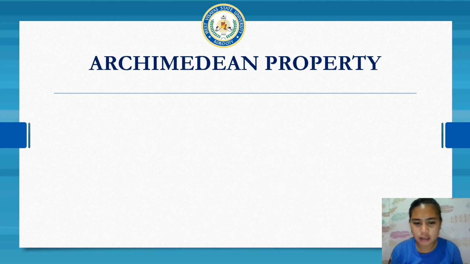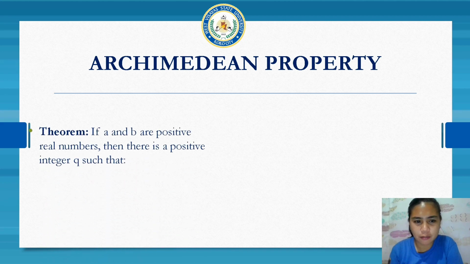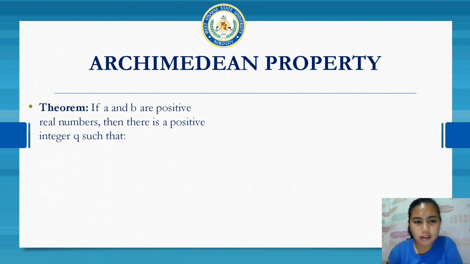So those are simply an example of the Archimedean property. So what is an Archimedean property? We have here the theorem: if A and B are positive real numbers, then there is a positive integer Q such that the product of Q and A is greater than B.